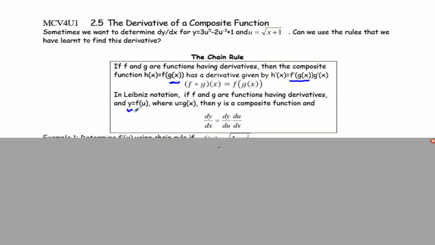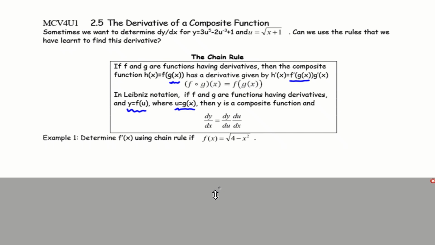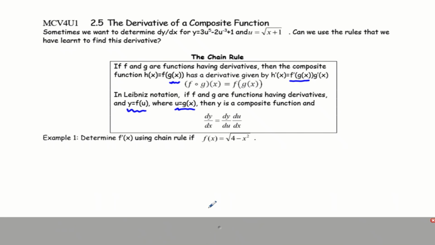If y is a function of u and u is a function of x, then we take the derivative with respect to u first, then du over dx. So you can kind of cancel out the du, giving dy over dx. So it works. Now we are going to see how to apply this chain rule to example 1: determine f prime of x using the chain rule.